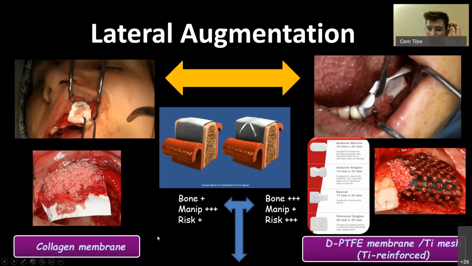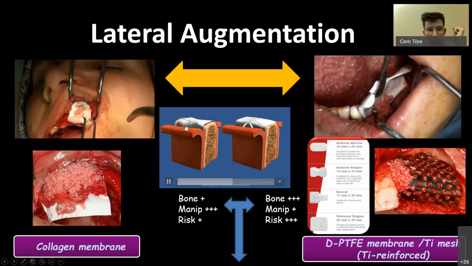As we can see here, the sole shortcoming of the collagen membrane is this depression that occurs when the area takes load afterwards.